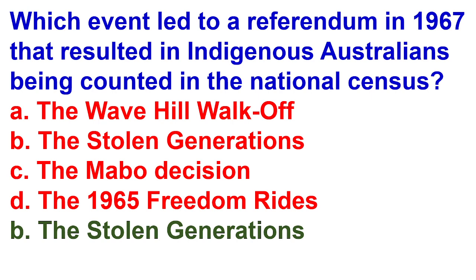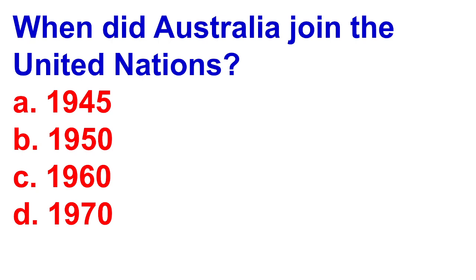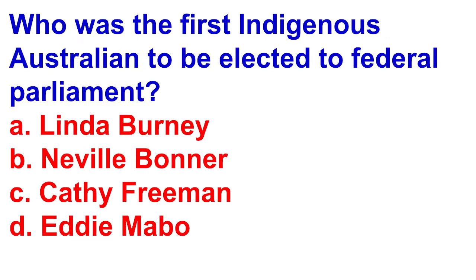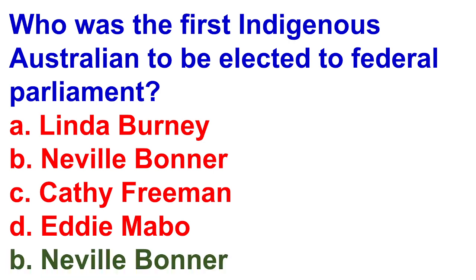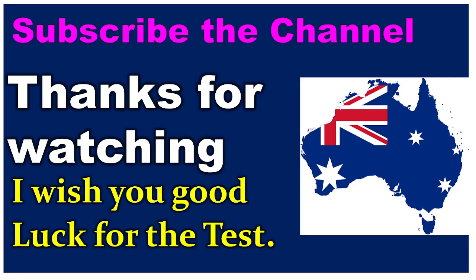The Stolen Generations. When did Australia join the United Nations? A. 1945, B. 1950, C. 1960, D. 1970. Answer: A. 1945. Who was the first Indigenous Australian to be elected to federal parliament? A. Linda Burney, B. Neville Bonner, C. Kathy Freeman, D. Eddie Mabo. Answer: B. Neville Bonner.